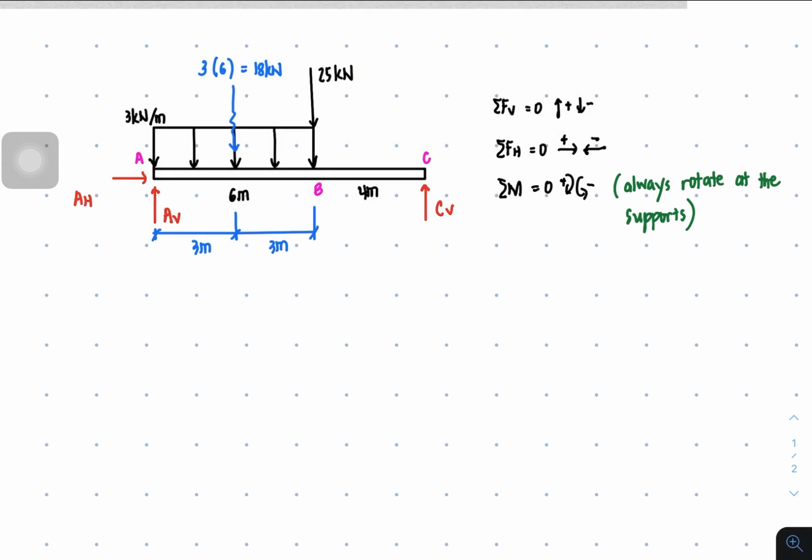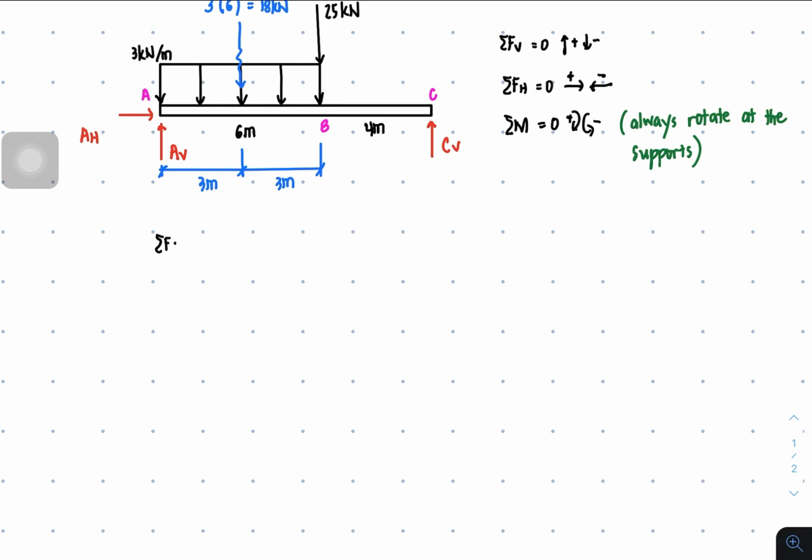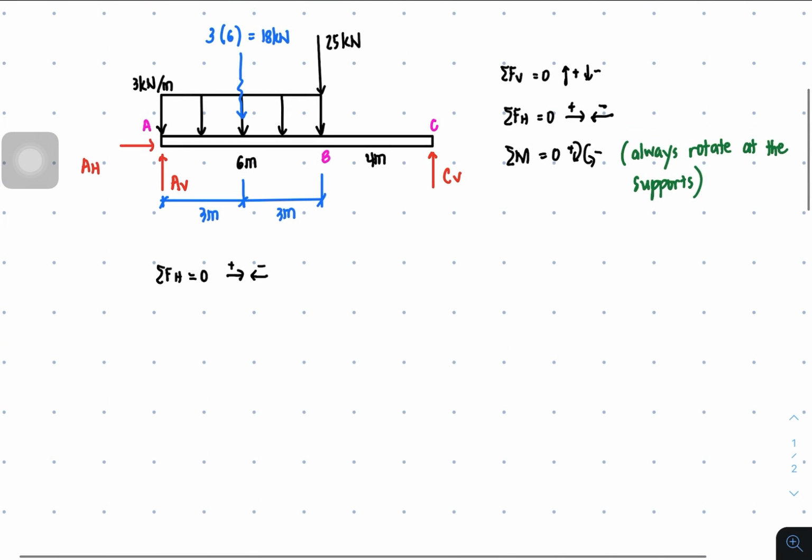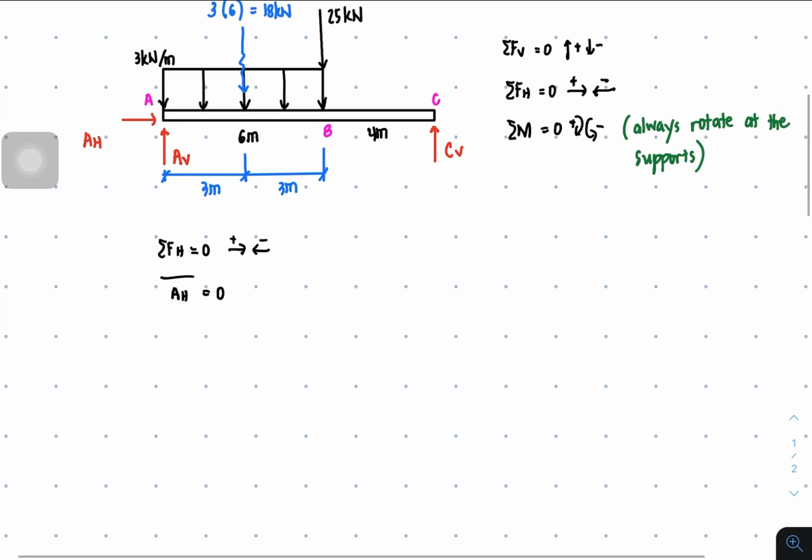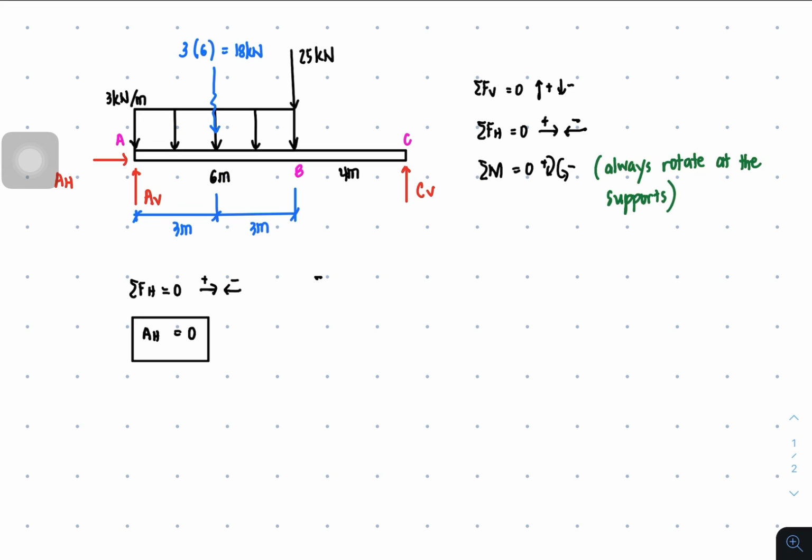Okay, let's start. Starting with the summation of forces horizontal equal to 0, to the right positive, to the left negative. So the forces along the horizontal alignment of this beam is only AH. So therefore, you have to write AH. The direction is to the right, so it's positive. And since there are no other horizontal forces, then you immediately write AH equal to 0. Then this represents now your reaction for AH.